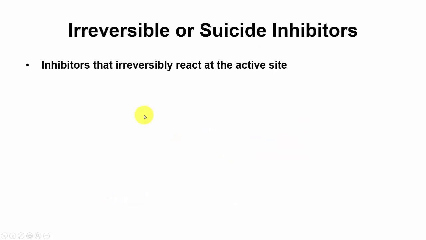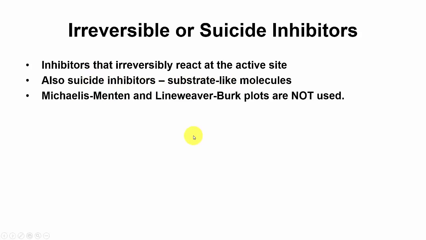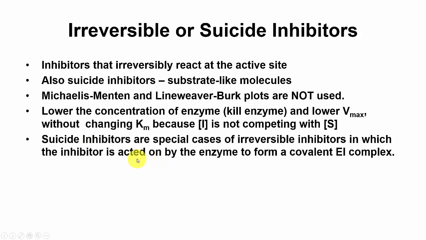Irreversible or suicide inhibitors are inhibitors that irreversibly react at the active site. Also, suicide inhibitors are substrate-like molecules. Michaelis-Menten and Lineweaver-Burk plots are not used to analyze these. They lower the concentration of enzyme. They essentially kill the enzyme and lower Vmax without changing Km because I is not competing with S.